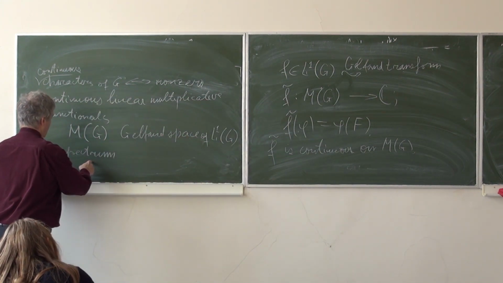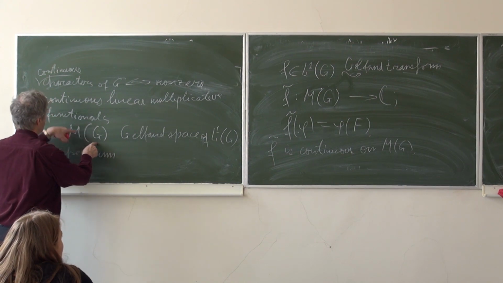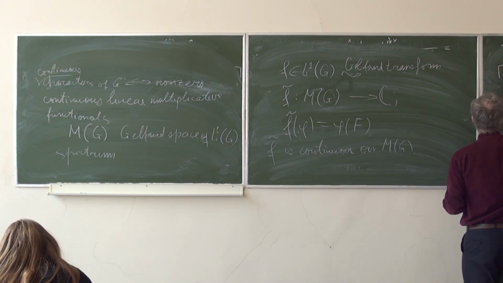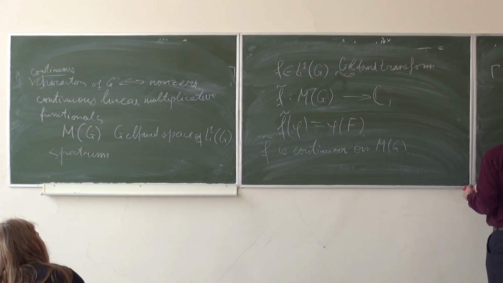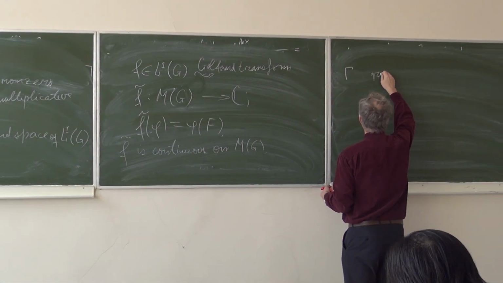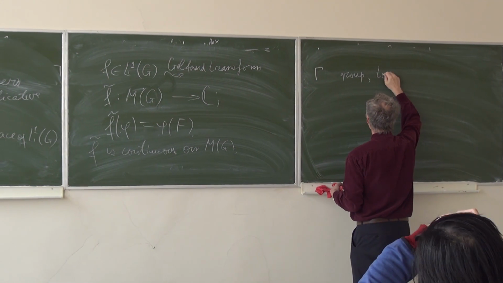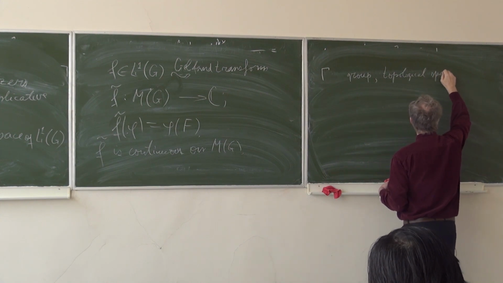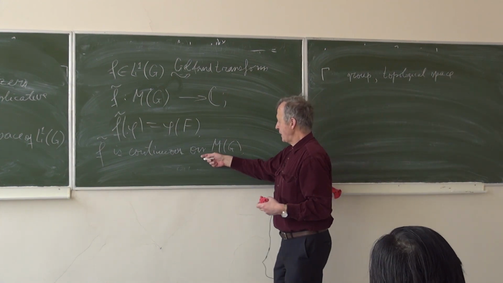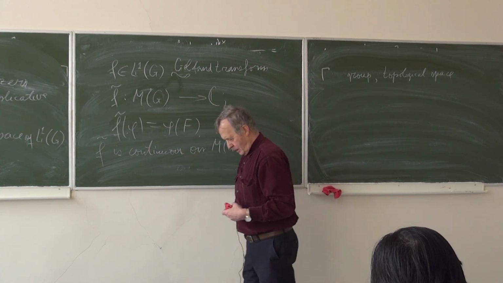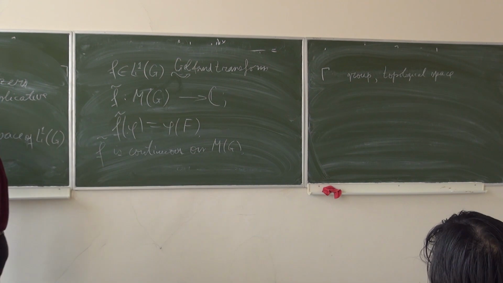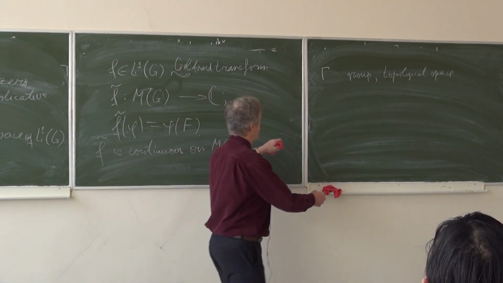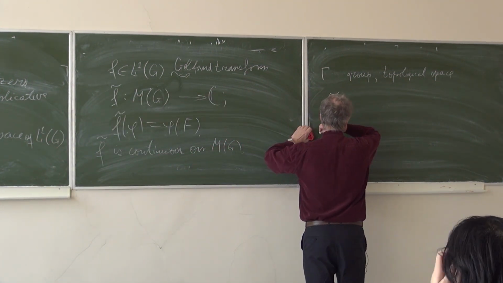Now, in our case, this space is identified with the space of characters, and we know that this space of characters is denoted by gamma. It is a group and a topological space. And the topology is the same as on the Gelfand space. It is a weak topology of the conjugate space to L1. And so this Gelfand transform turns into what is called the Fourier transform.